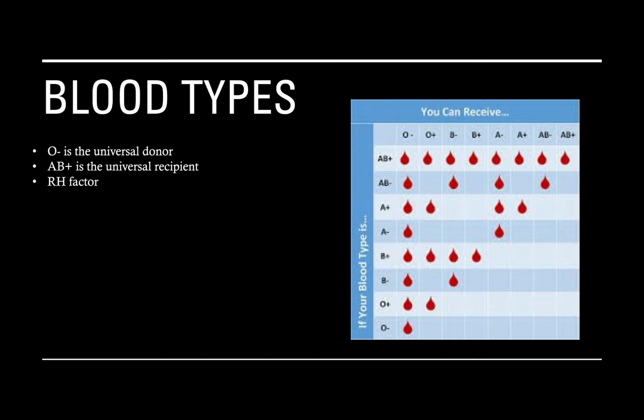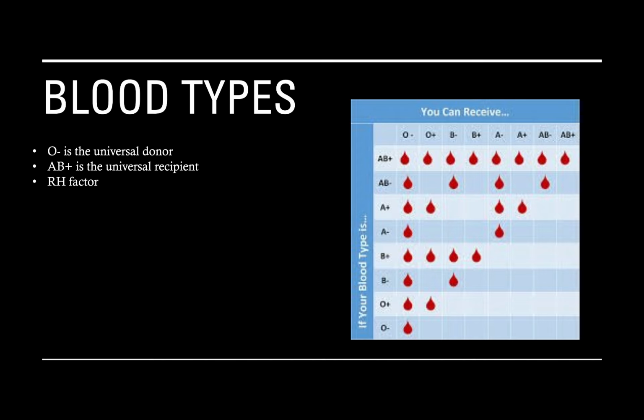So if you look at the chart here, you can see that the universal donor would be O negative, right? Because it doesn't have any of the antigens presenting. Therefore, if you were to transfuse blood into another person from someone that was O negative, there would be nothing to attack.